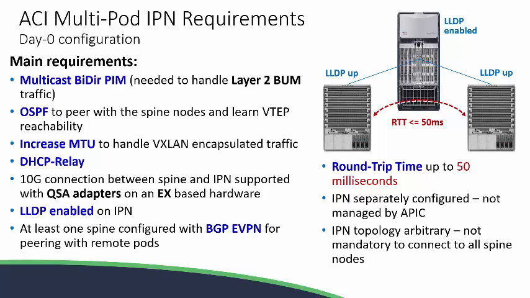Here are the multi-pod IPN requirements for day 1. Multicast bidirectional PIM is required to handle broadcast, unicast, multicast traffic at layer 2. OSPF to pair with the spine nodes and learn VTEP reachability. Increase the MTU to handle VXLAN encapsulated traffic. DHCP relay, and 10 gig connections between spines and IPNs are supported. LLDP needs to be enabled on the IPNs and at least one spine configured with BGP EVPN for pairing with remote pods.